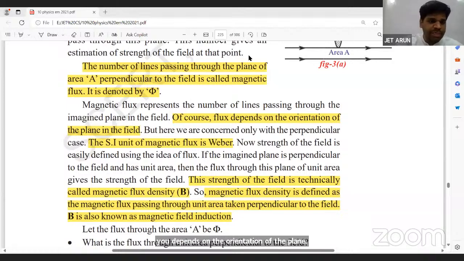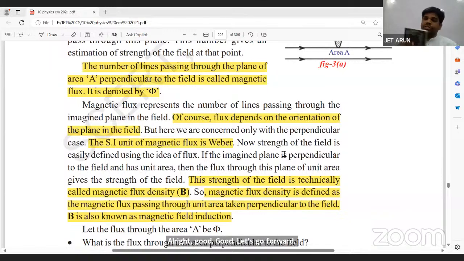Students, are you able to follow what I'm speaking? Type yes in the chat box. Yes or no? I've highlighted a few points. All right, good, good, good. I want everyone to respond, students. There are still 10 more students who haven't responded. All right, good, good. Let's go forward.